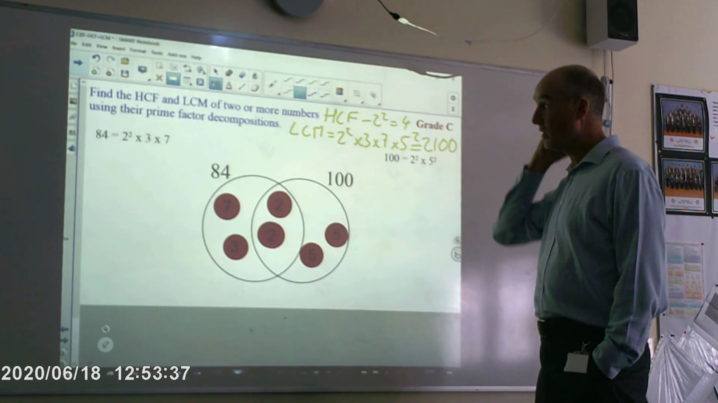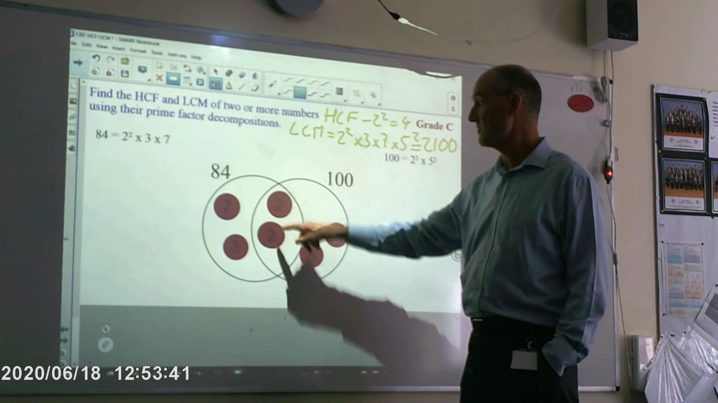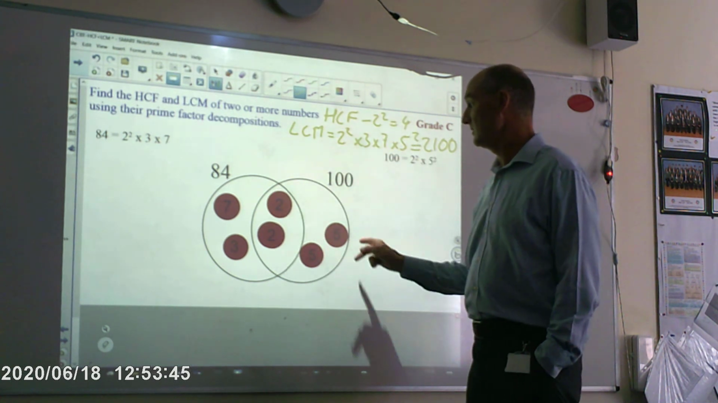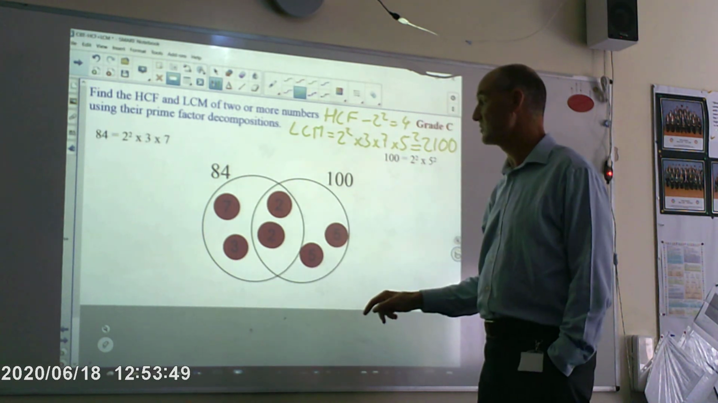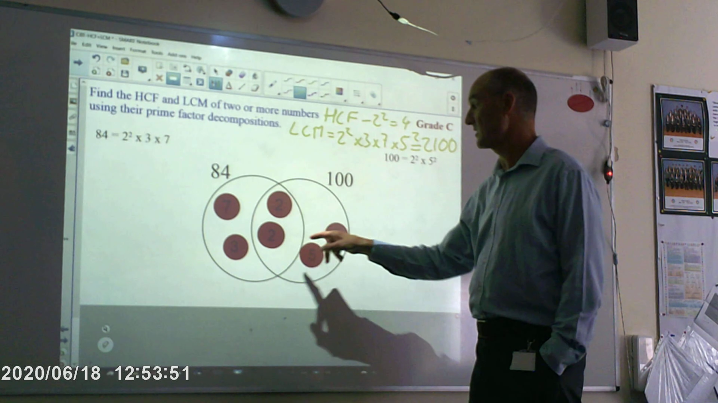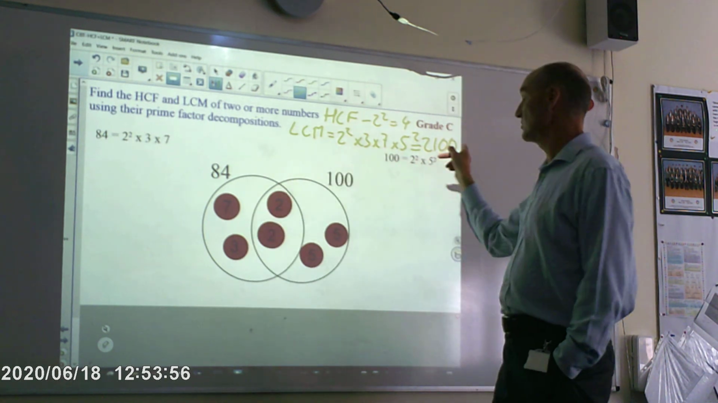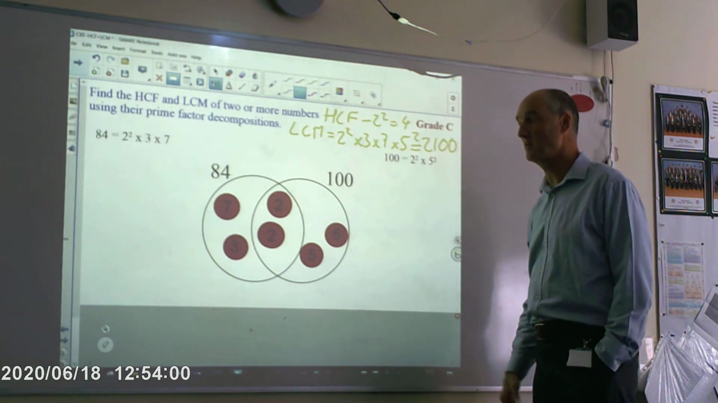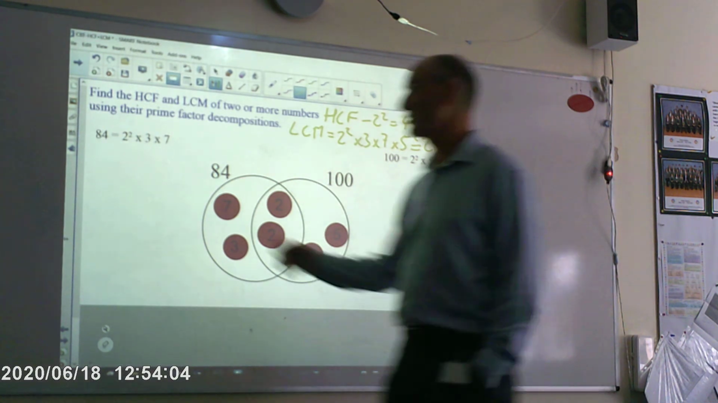To get your highest common factor, what appears in the overlap area, 2 times 2, 2 squared, highest common factor. All the numbers that appear all together, multiply them together, so 2 squared, 5 squared, 7 and 3 gives you your lowest common multiple. Okay, so that's another way of looking at that problem. Highest common factor and lowest common multiple.